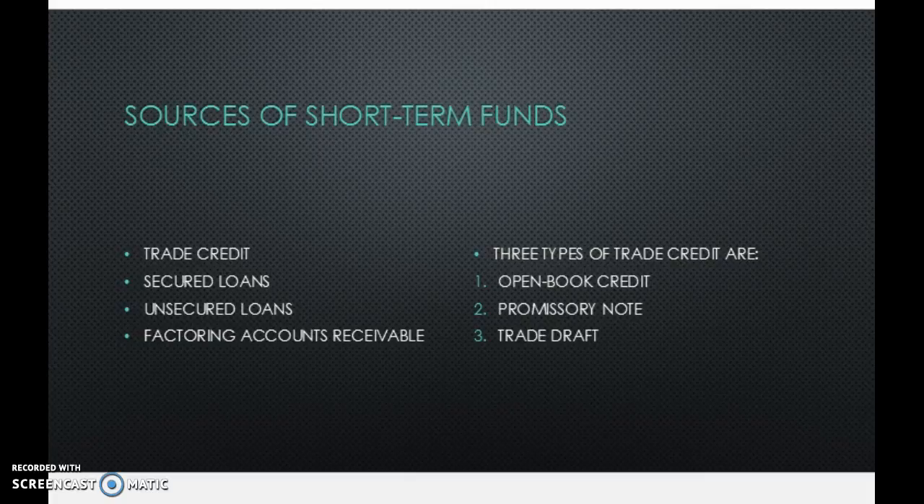Open book credit is a form of trade credit in which sellers ship merchandise on faith that payment will be forthcoming. A promissory note is a form of trade credit in which buyers sign promises to pay agreements before merchandise is shipped. A trade draft is a form of trade credit in which buyers must sign statements of payment terms attached to merchandise by sellers.